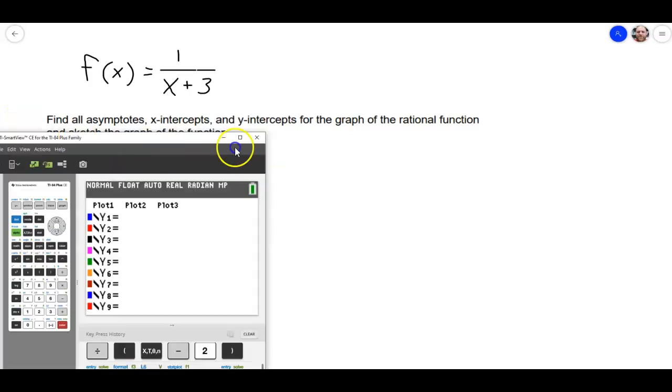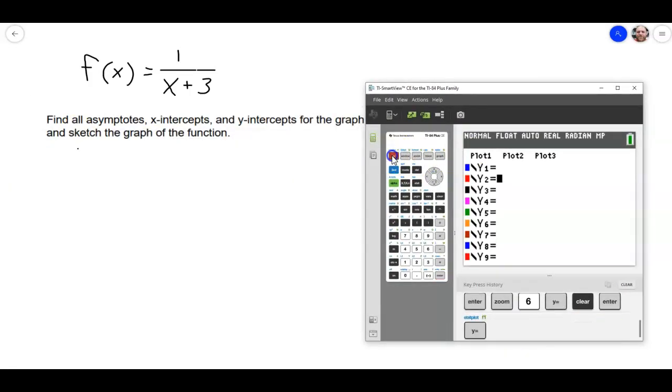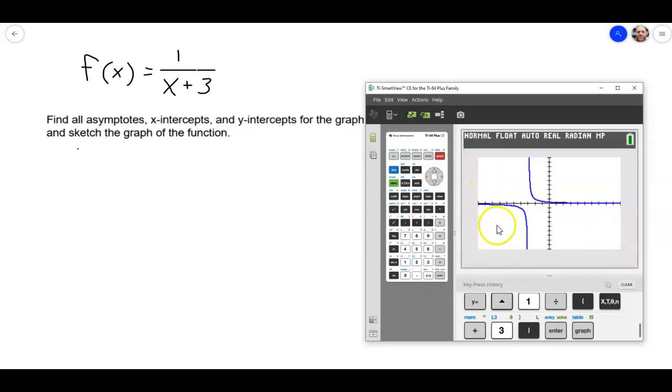So in order to sketch it, I'm going to go over to my calculator, go to y equals, and put that function in there. It's going to be 1 divided by, don't forget to put the whole denominator in parentheses, (x plus 3), and graph that, and it's going to look like this right here. So it looks like the x-axis is a horizontal asymptote. It looks like we have a vertical asymptote here at x equals -3.